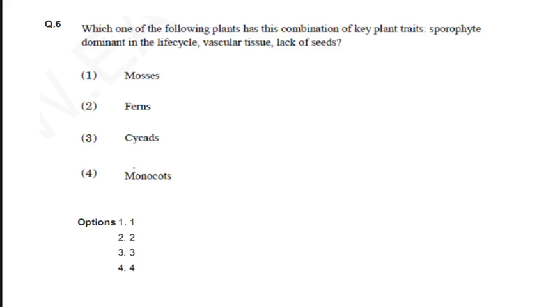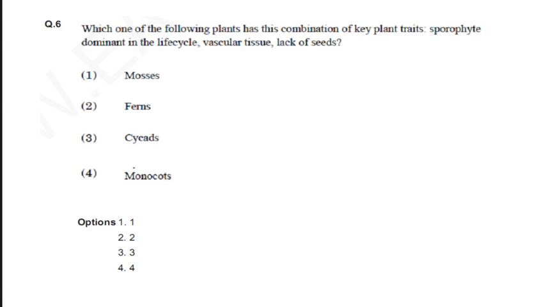So the first question is, this is a part B question. Which one of the following plants has this combination of key plant traits? Sporophyte dominant in the life cycle, vascular tissue, lack of seeds. Okay, so friends, this question is from diversity in plants, basically from plant classification, which is from unit 9. Since we are dealing with plant part, I have included this question in my video as well.